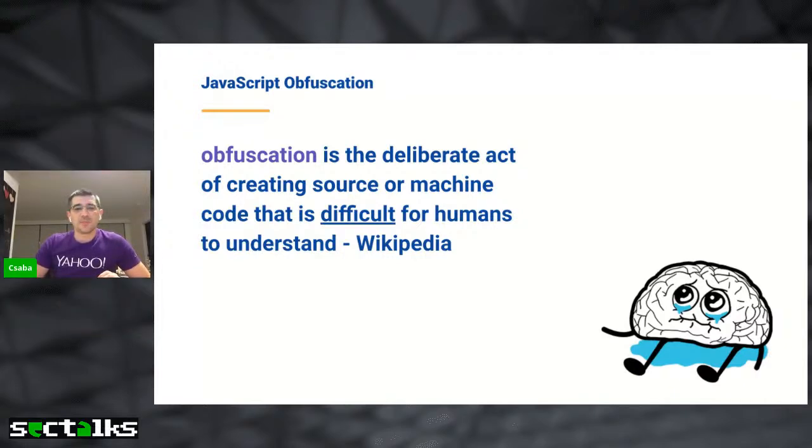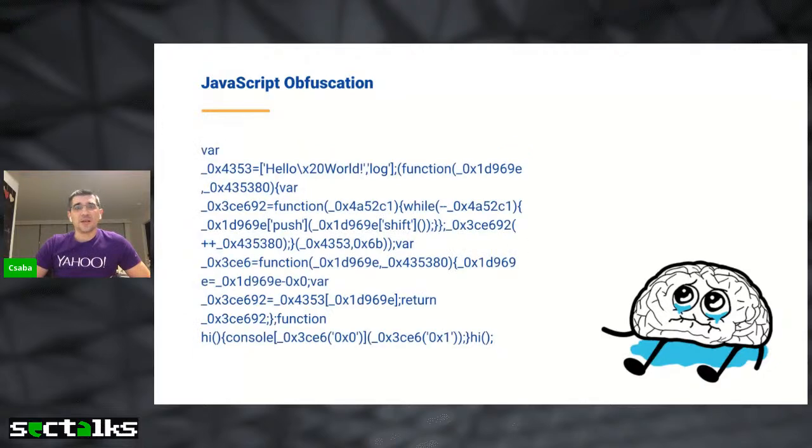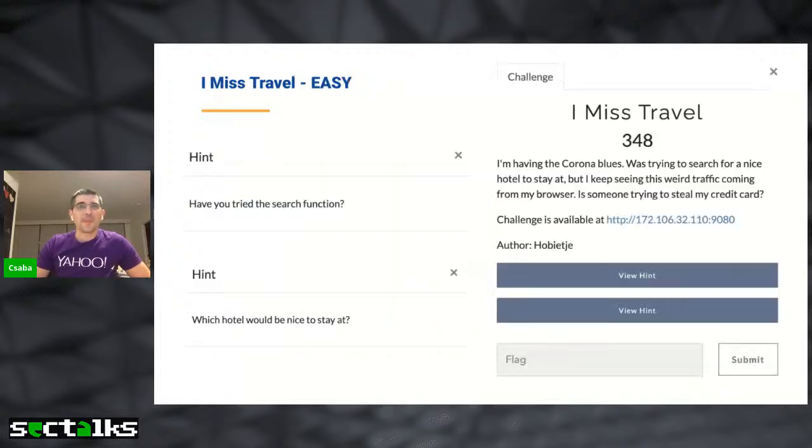I picked this code from Wikipedia. Obfuscation is the deliberate act of creating source or machine code that is difficult for humans to understand. Just to visualize that, this is the normal JavaScript that you would see in the browser. And this is how it looks like when it's obfuscated. So it's not very easy to read. I have to confess that JavaScript is not the language that I particularly like, and you can tell why.